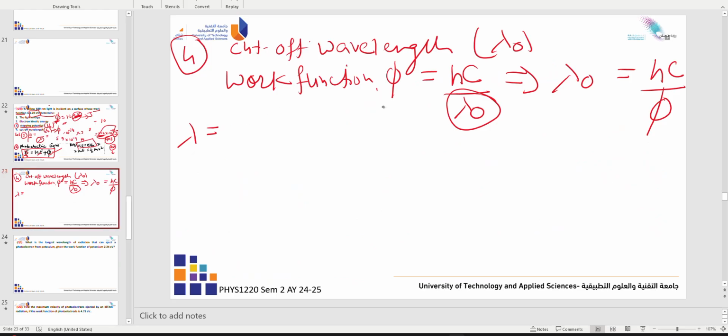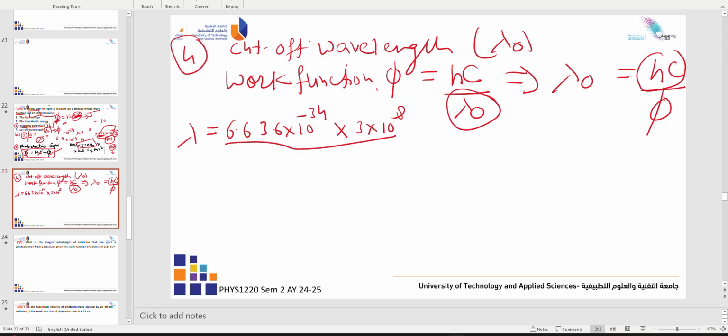So here I am writing the values of these two factors. This is the value of h, which will be given to you, it is a constant: 6.636 multiplied by 10 to the power minus 34, and the speed of light is 3 multiplied by 10 to the power 8. Now I need to write the value of the work function in the unit of joule.